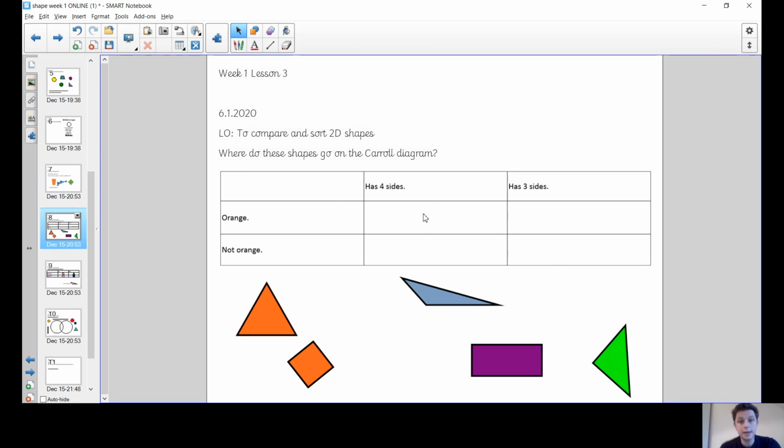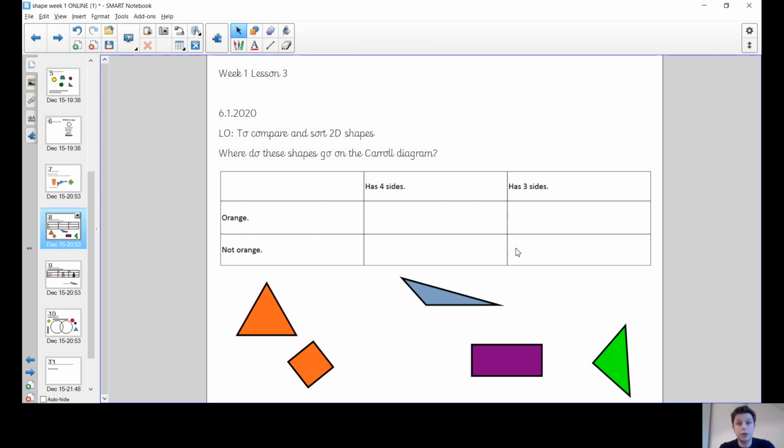So in this box here, you would put any shapes that are orange and have four sides. In this box, you would put shapes that are not orange and have four sides. Over here, you would put any shapes that are orange and have three sides. And down here, you would put shapes that have three sides and are not orange.